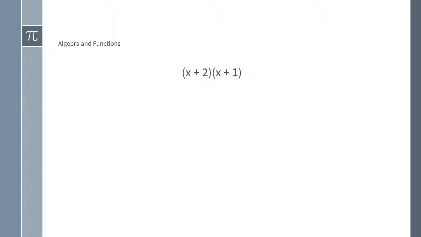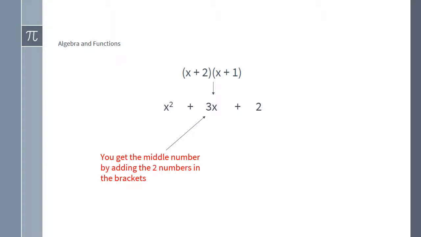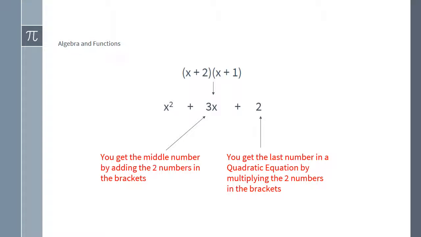If you look a bit deeper at this, here's another example. x plus 2 times x plus 1. When you times it out, you get x squared plus 3x plus 2. You get the middle number by adding the two numbers in the brackets. So 2 plus 1, that makes 3. That's the middle number. And you get the last number by multiplying the two numbers in the brackets. So 2 times 1 is 2.